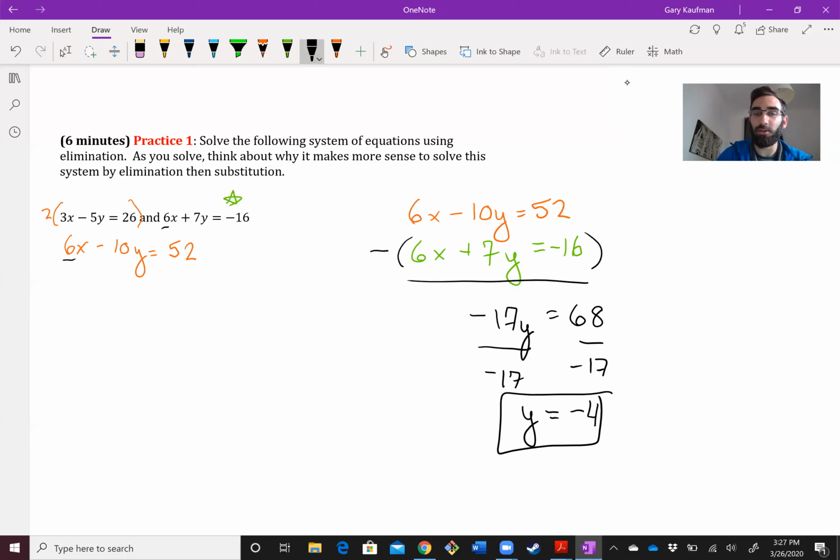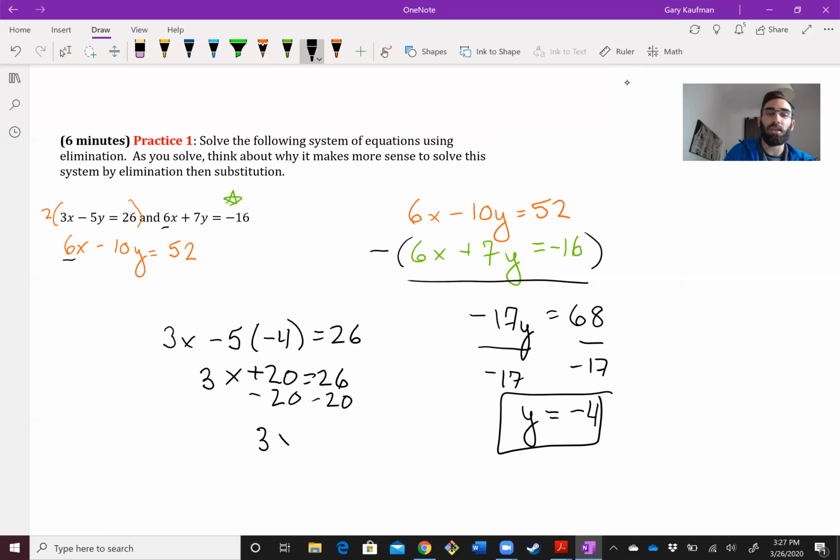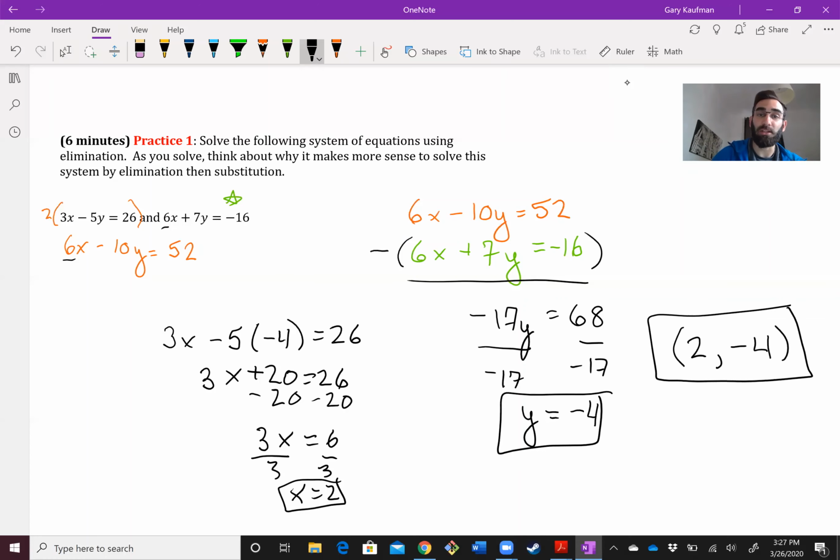I can then go to either of my original equations. It does not matter. I'm going to take the first one and say 3x minus 5 times negative 4 equals 26. 3x plus 20 equals 26. Subtract the 20. Get 3x equals 6. Divide by 3. x equals 2, so therefore the solution to the system is (2, negative 4). Again, the reason why elimination makes more sense is it's not easy to isolate any of the variables in either of these equations.